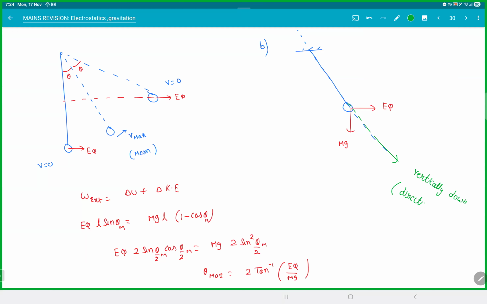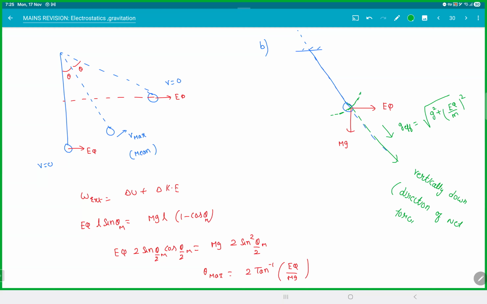The direction of net force is down. So if you displace this, it is going to oscillate about this position with small oscillations. And what will be this gravity then? G effective will be root over G square plus (EQ by M) whole square. That will be the gravity. So if you ask the pendulum, it will think this is the gravity.